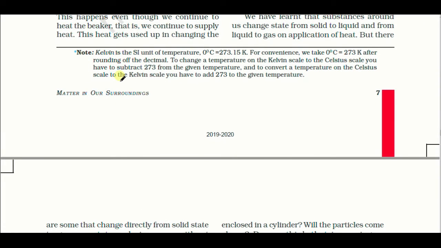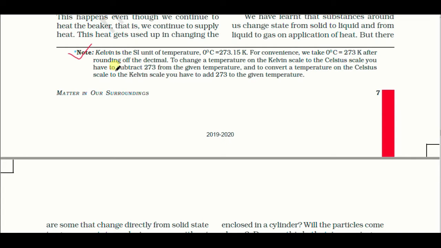Good morning, students. Today we are going to discuss the relationship between the Kelvin scale and the Celsius scale. So, please note what is written here. Kelvin is the SI unit of temperature. That means 0 degree centigrade is equal to 273.15 Kelvin. For convenience, we take 0 degree centigrade as equal to 273 Kelvin.